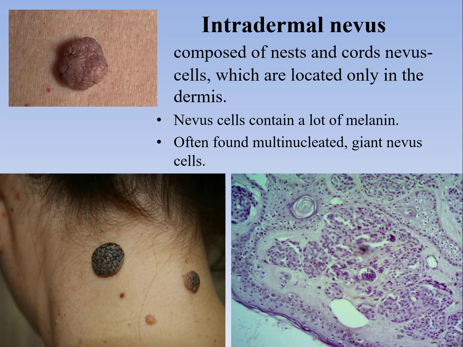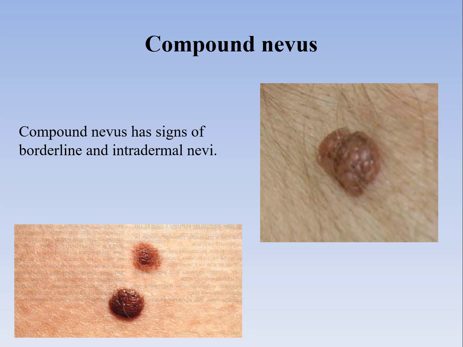Intradermal nevus is composed of nests and cords of nevus cells, which are located only in the dermis. Nevus cells contain a lot of melanin, and multinucleated giant cells are often found, which we call Touton cells. These lesions sometimes look like papilloma, that's why we name it papillomatous intradermal pigmented nevus. Compound nevus has the signs of both the borderline and intradermal nevus.